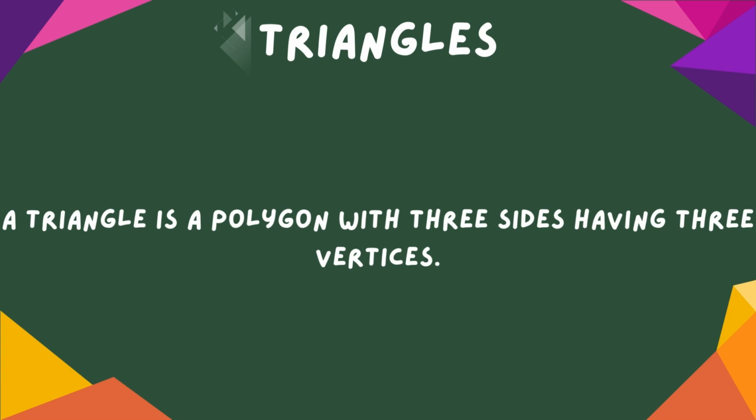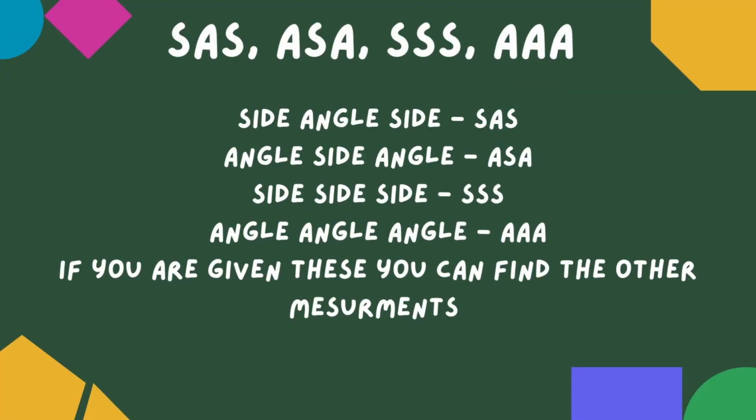Triangles. A triangle is a polygon with 3 sides having 3 vertices. Side angle side is SAS. Angle side angle is ASA. Side side side is SSS. Angle angle angle is AAA. If you are given these, you can find the other measurements of a triangle.